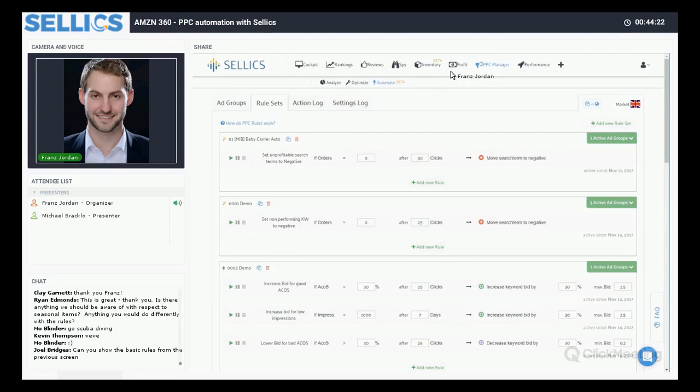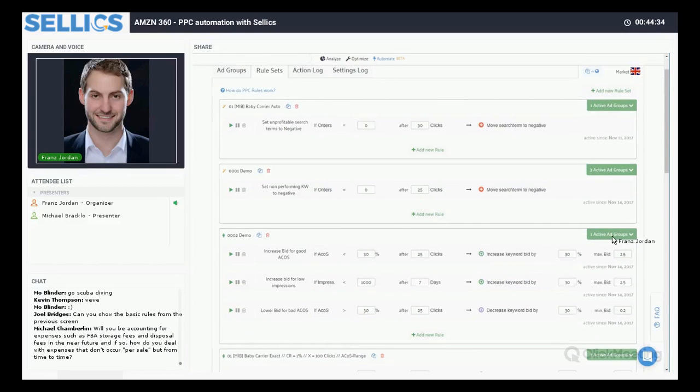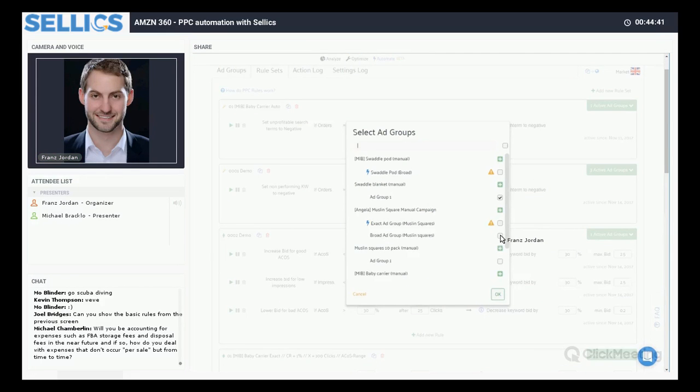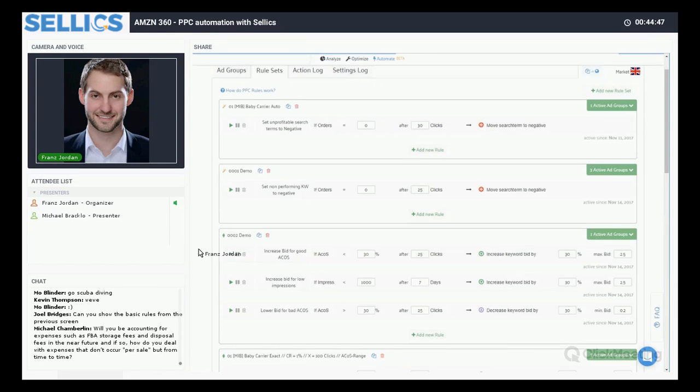Okay, can you apply a rule to a specific campaign? Yes, definitely. So you create a set of rules, and then you can choose which campaigns you want to apply the rules for. So you create the rules here, and then you click activate ad groups, and then you can just choose the ones that you want to have those rules for. So you can choose one, all of your campaigns, half of your campaigns, however you want.